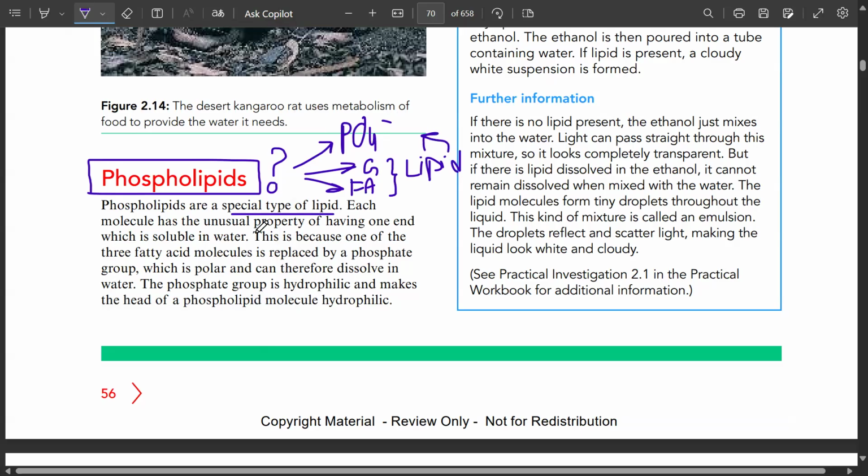Each molecule has the unusual property of having one end which is soluble in water, and this is because one of the three fatty acid molecules is now replaced by a phosphate group, which is polar and can now dissolve in water.